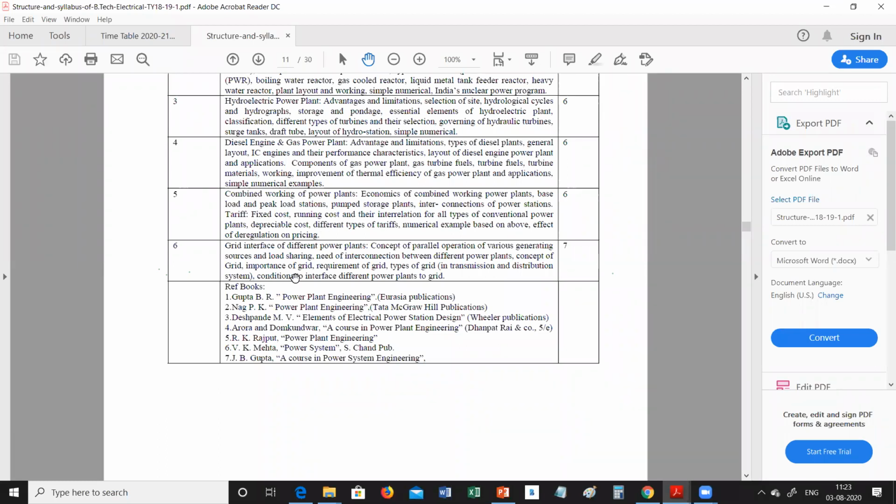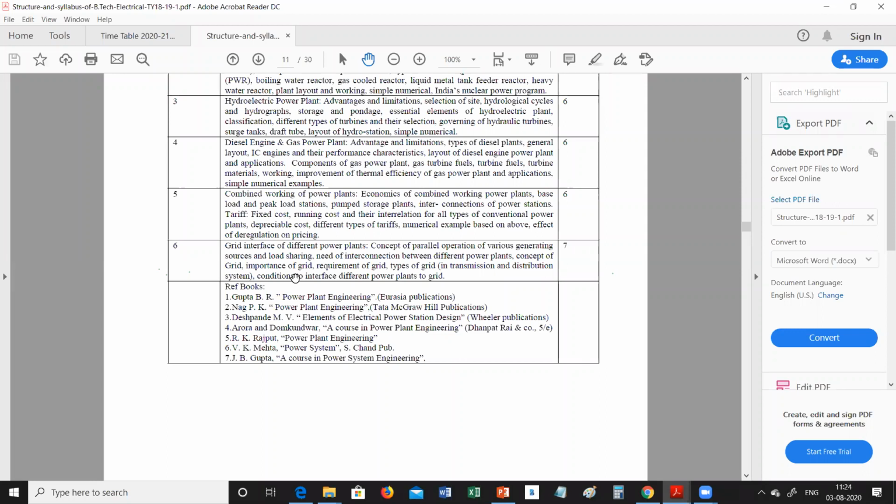And the sixth chapter is actually the most important. It is the grid interface of different power plants. Means what? For example, at your home you have installed a solar power plant, and you are using net metering. That solar energy is DC in nature, that must be converted into AC using an inverter, and that AC must be in synchronization with whatever energy is supplied by the MSCB.